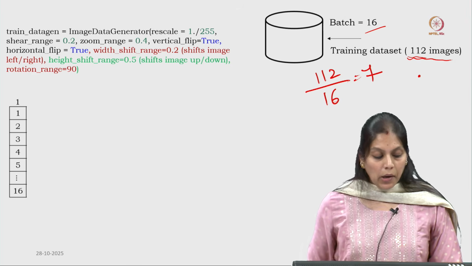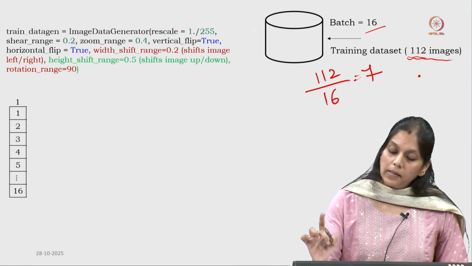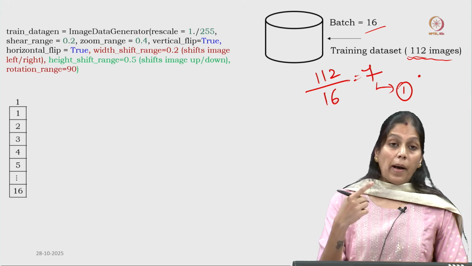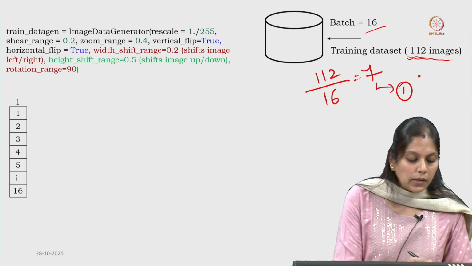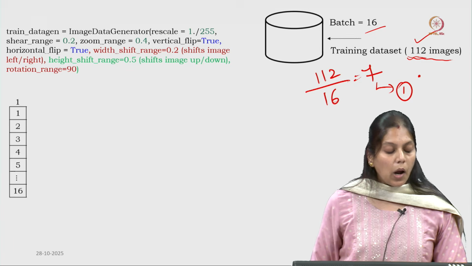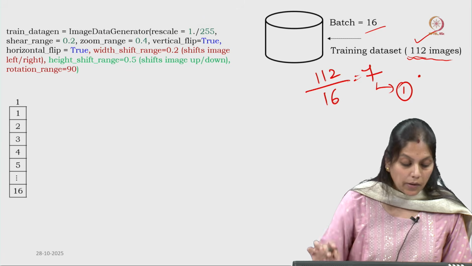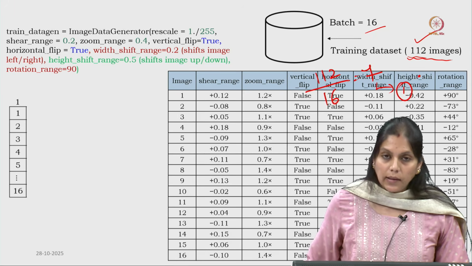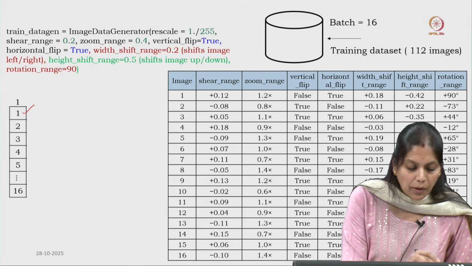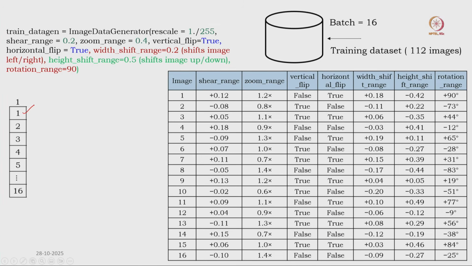Good. Now, let us assume that out of these 7 steps, I am taking the first batch per step. So this is the first 16 images I have taken from the training data set. Now, the first image that you have taken from this training set will undergo all these transformations. Why is it going through these transformations? Because those are the values that we have defined here.